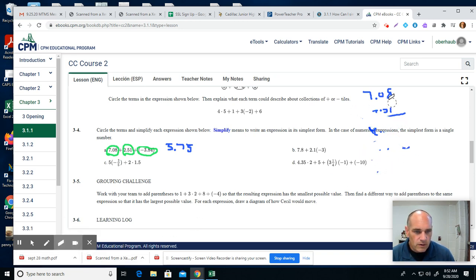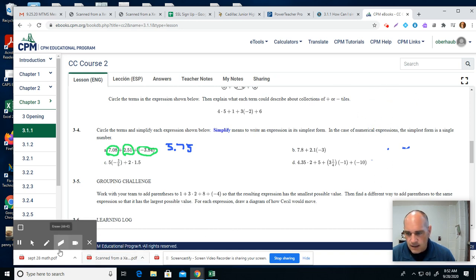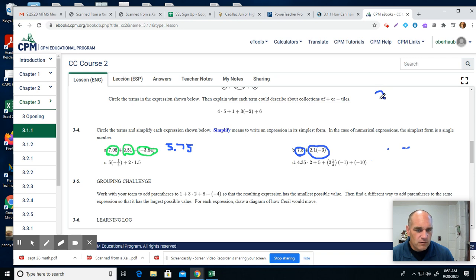All right, for part B, let's get rid of this. So we need to circle our terms first. So this is my first term, and then this is my second term. So let's see. I'm going to do the multiplication first. So I have 2.1 times 3. That gives me 6.3, 1 decimal place. Now notice the signs are different, so it's a negative 6.3.